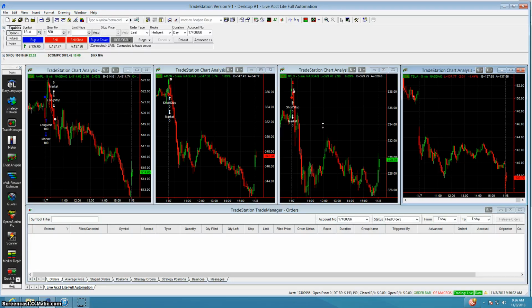But the good news is, I risk $2 on Apple, but I have a target of 10. So my winning trades are greater than my losing trades, which makes for a profitable system, even though you can be right less than half the time and still make money, because your risk to reward ratios are in your favor here. So I risk $2 on Apple, go for 10.